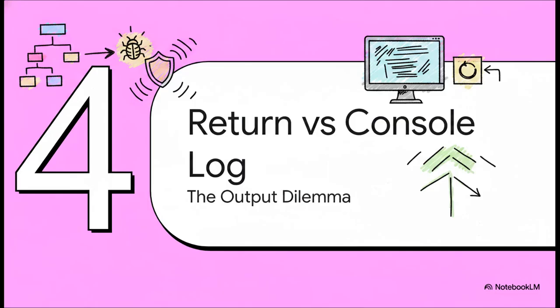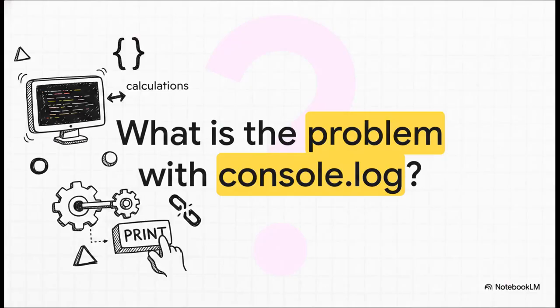All right, let's move into our final stretch, part 4, return versus console.log, the output dilemma. This is honestly the biggest stumbling block for beginner coders. If we have a perfectly good machine doing our calculations, why on earth do we need anything beyond a simple print command? A lot of people just rely entirely on console.log. It prints the answer, we see it, and boom, feels like the job is done. So what exactly is the problem we're dealing with here?